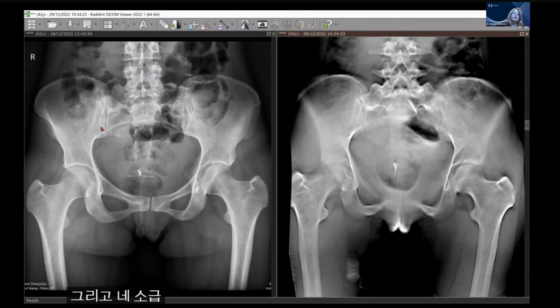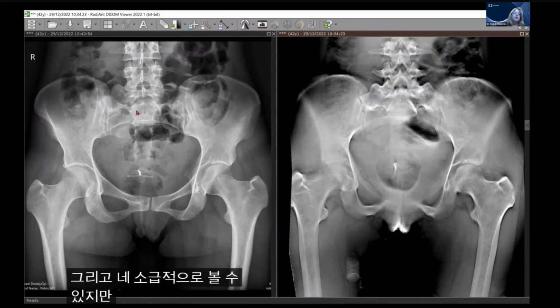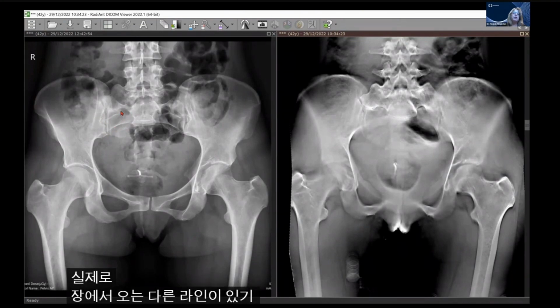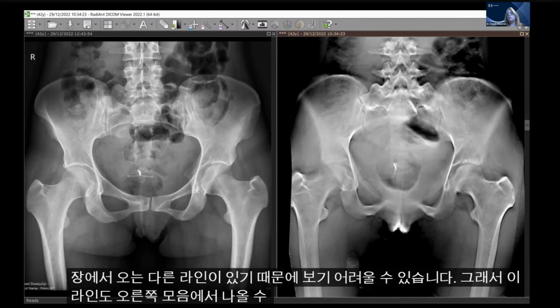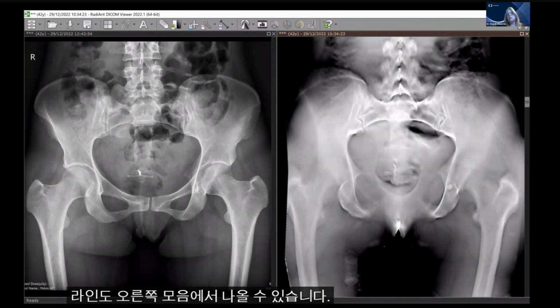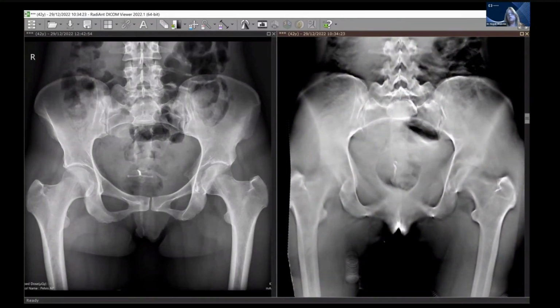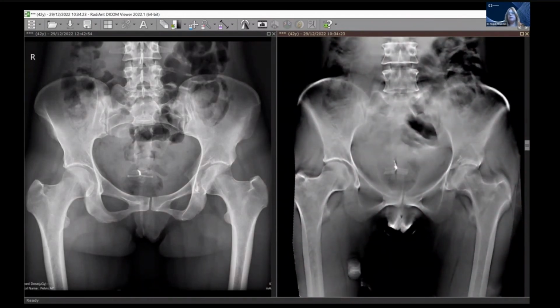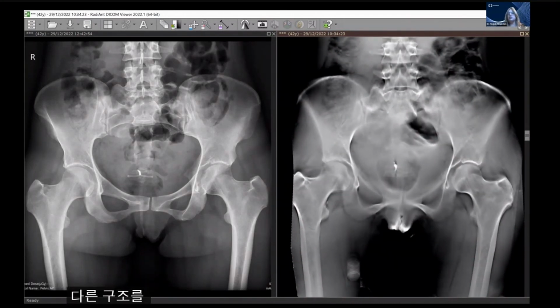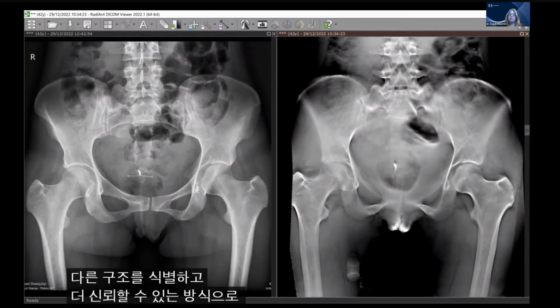And yes, retrospectively you can see it, but it may be hard to see because you have other lines that are actually coming from the bowel. So this line could also be coming from the bowel, right? So this is how tomosynthesis helps us to identify the different structures and to evaluate them in a more reliable way.